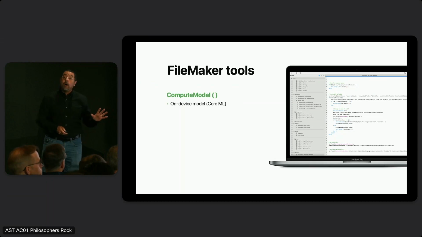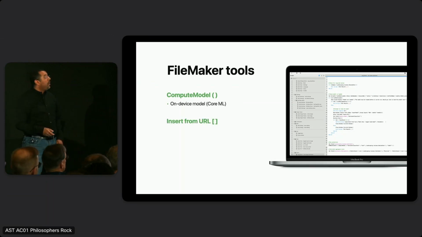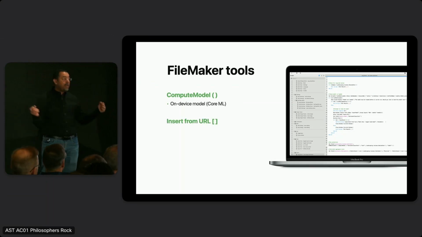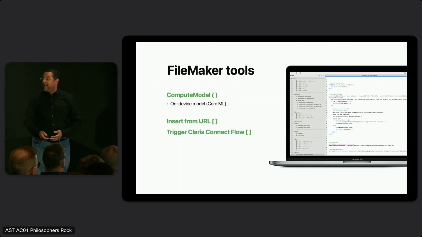Now, when you have to talk to models that are outside of your system through APIs, then we have, right, the Insert from URL script step. But we also, guess what? We have an entire product dedicated to talking to APIs. We have Claris Connect. And we've fairly recently introduced a new script step called Trigger Claris Connect Flow. That makes it even easier to talk to Claris Connect. So that way you can talk to other APIs, talk to models through APIs. I highly recommend Claris Connect.